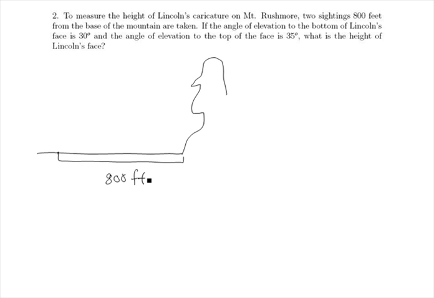We look up, and to the bottom of Lincoln's face, it's a 30-degree angle. So this is 30 degrees. And to the top of Lincoln's face, it was 35 degrees. And we're asked to find what's the height of Lincoln's face. So what's the distance here? So let's call that x.